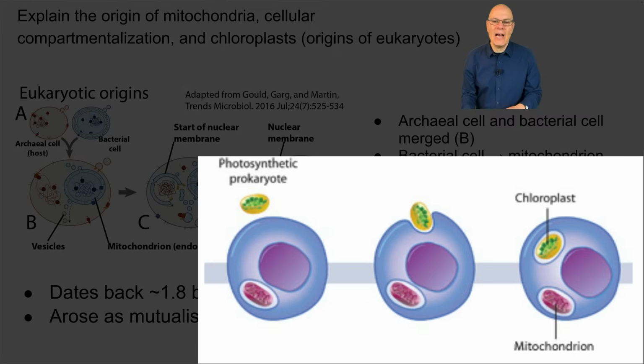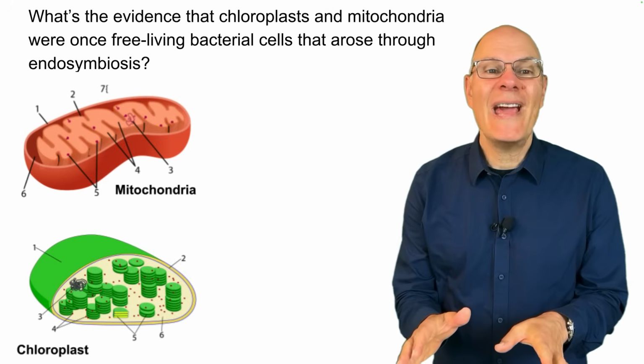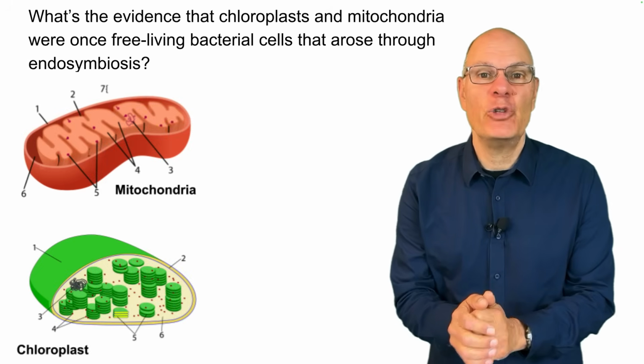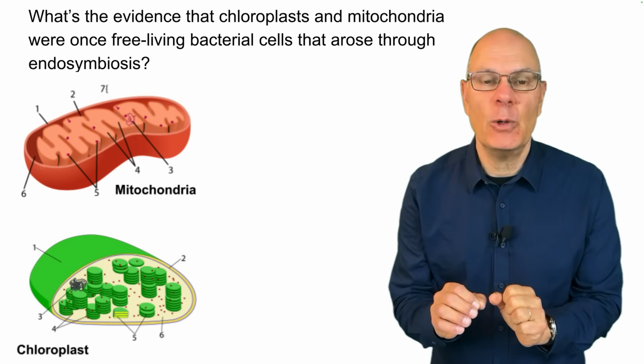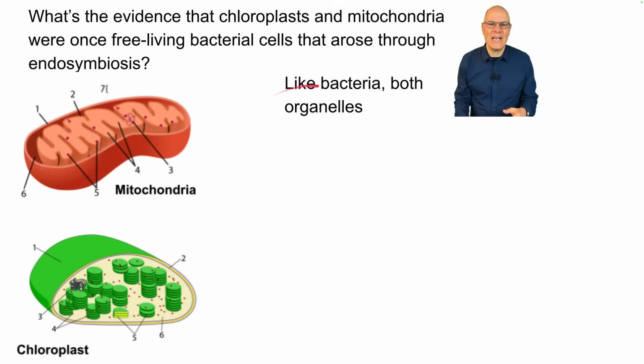Then later, a second endosymbiotic event led to chloroplasts, which were free-living cyanobacteria, entering into a eukaryotic cell, and that set the stage for algae and plants. What's the evidence that chloroplasts and mitochondria were once free-living bacterial cells that arose through endosymbiosis? What's the evidence for this idea?